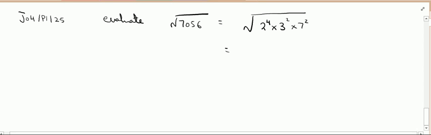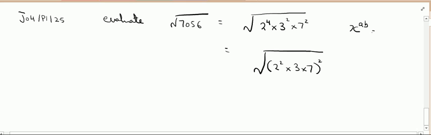We can further write it down as the square root of (2 power 2 multiplied by 3 multiplied by 7) whole power 2. This is a mathematical property. If you have x power ab, you can write it as x power a, whole power b. Or if you have 2 power 4, you can write it as 2 power 2, whole power 2. Okay, a into b is ab, 2 into 2 is 4.